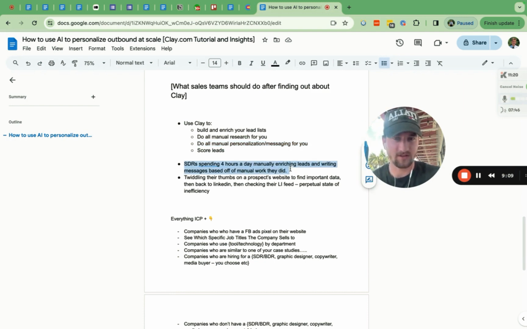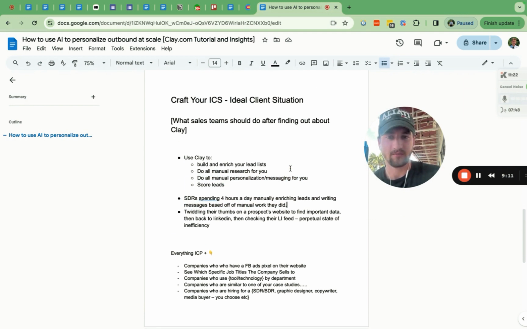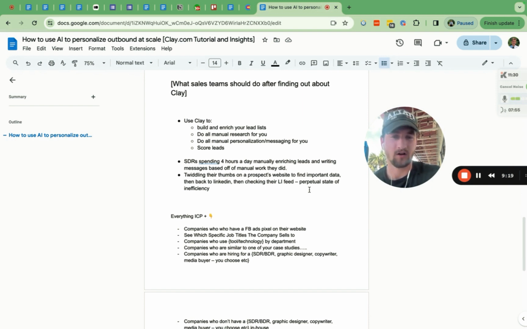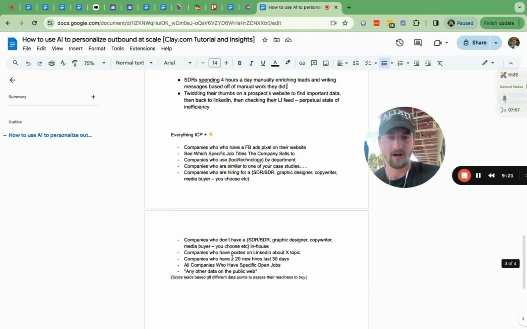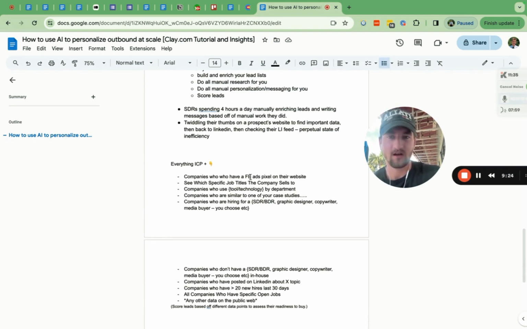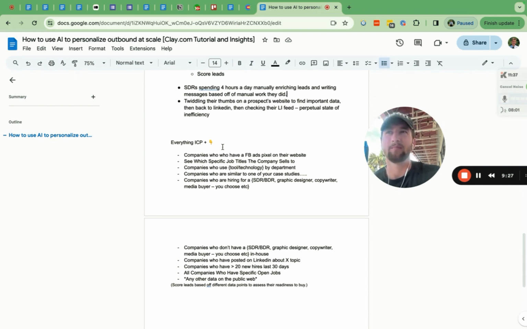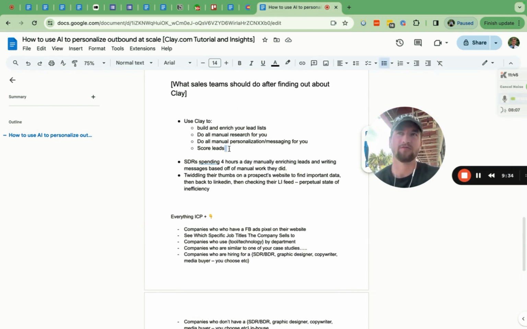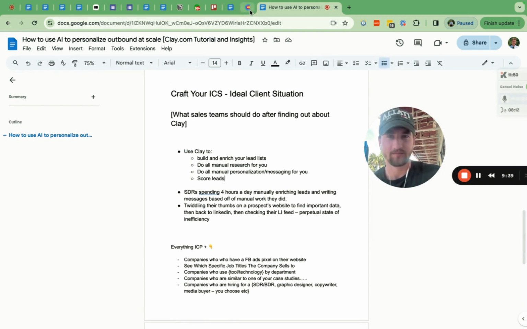But the alternative is obviously SDRs spending a lot of time doing manual research, manual enriching, going on LinkedIn, going on their website, going on Apollo, Seamless, et cetera. But if you could find this data before they even touch the lead list, they're going to be a lot more efficient. They're going to be doing what they do best, which is selling, instead of all this manual stuff, which they get paid $40,000, $50,000, $60,000 a year for. Clay can essentially do that entire thing.